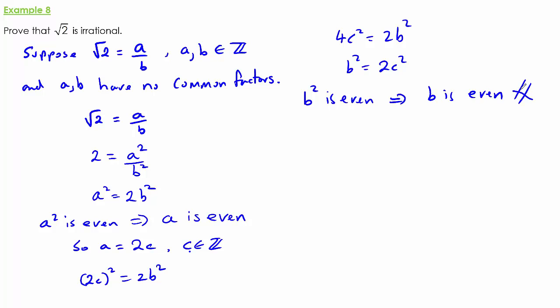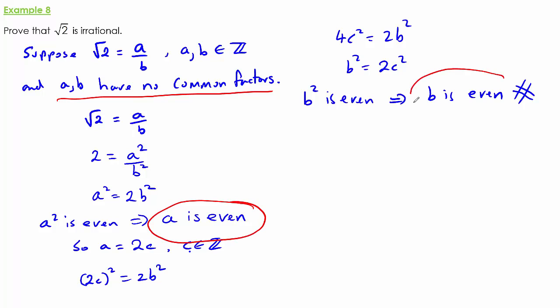And at that point we have a contradiction. The reason is we said that a and b had no common factors up here, and we've contradicted that. We've shown that a has to be even and b has to be even. So they would have a common factor of 2. And that shows us it doesn't work, and therefore the original statement must be true.